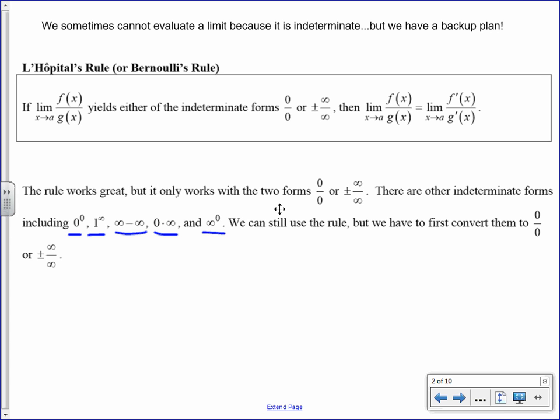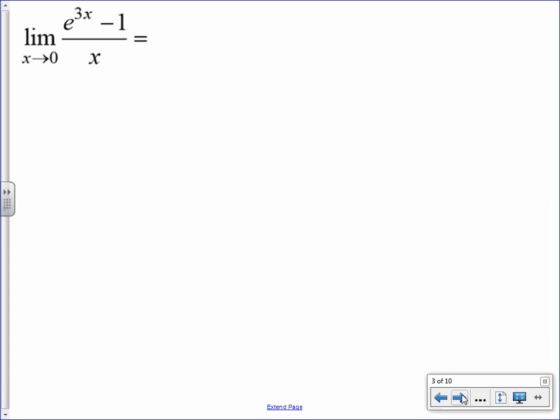All right, so we are going to go ahead and focus on the 0 over 0 and infinity over infinity. Okay? Example 1, please write it down.